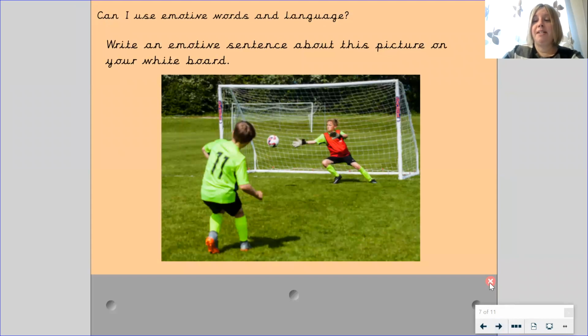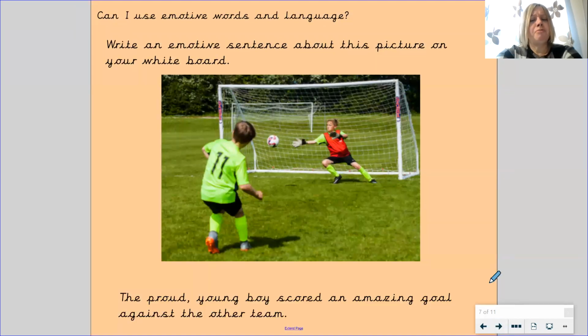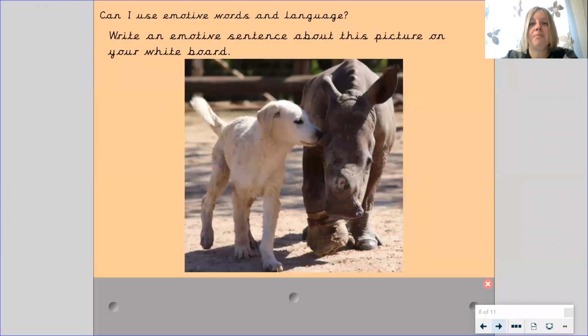Let's have a look at my sentence. The proud young boy scored an amazing goal against the other team. And this shows me that he's really proud of his achievements. So he's really pleased that he's done well in the football game and that he's scored an amazing goal. So that shows me how good the goal was that he has scored.